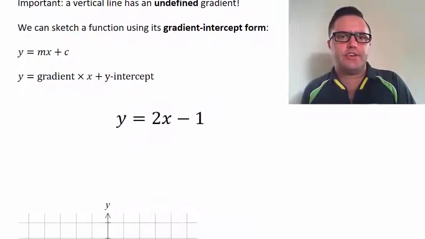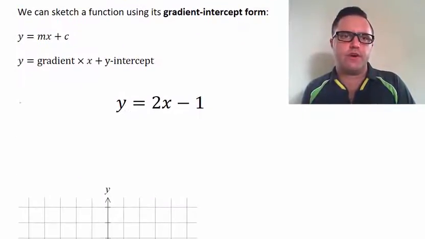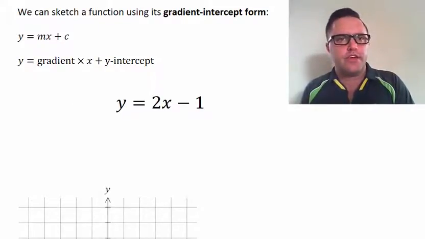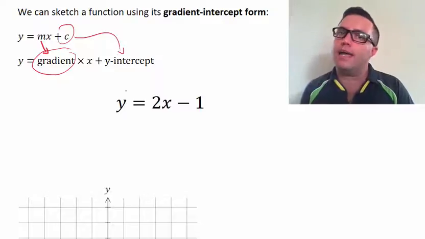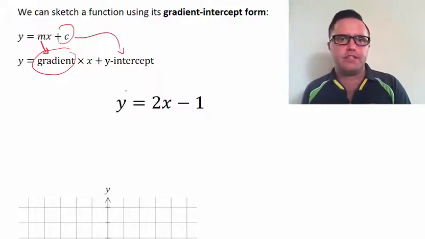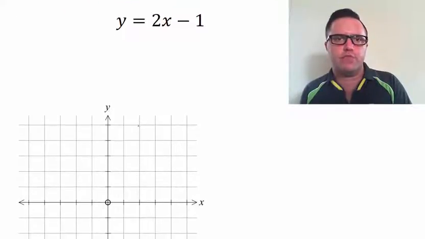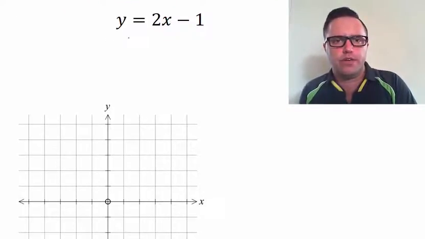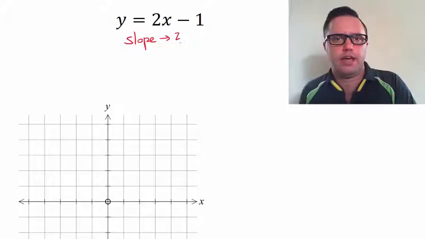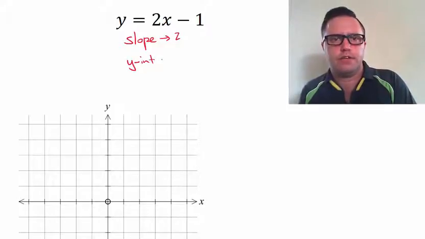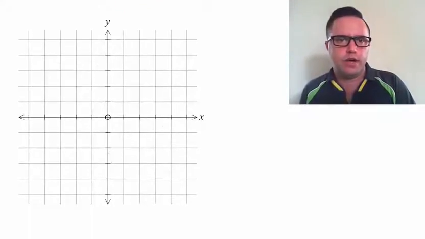We can also sketch a function using its gradient intercept form, y equals mx plus c, because you can think of m as the gradient multiplied by x, and c is the y-intercept, which you may have already noticed. So let's have a look at using this function here, y equals 2x plus 1. We know that the slope is 2, and the y-intercept is 1, so at y equals 1 here's where it has to at least cross.